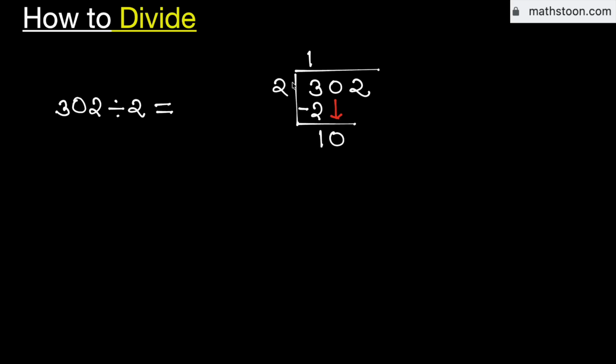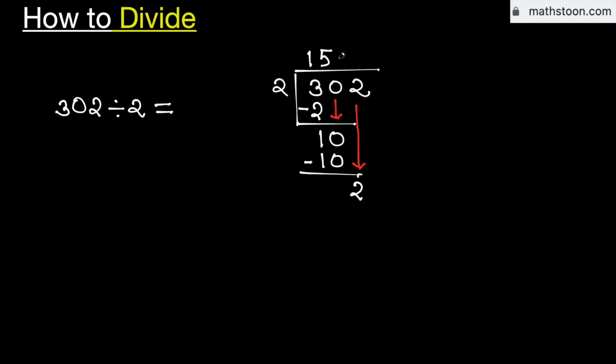That is why we need to bring down this adjacent 0 here. And we know that 2 times 5 is equal to 10. Subtract, we get 0. Now this 0 is less than 2. That is why we need to bring down this adjacent 2 here. Look, this is the number 2. So we will remove this 0.